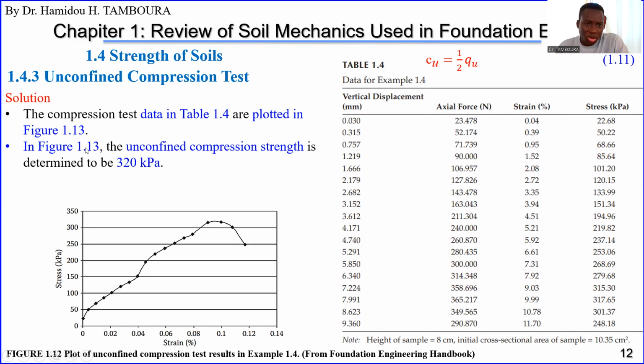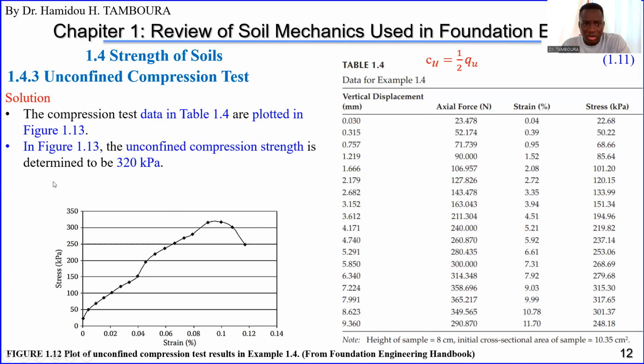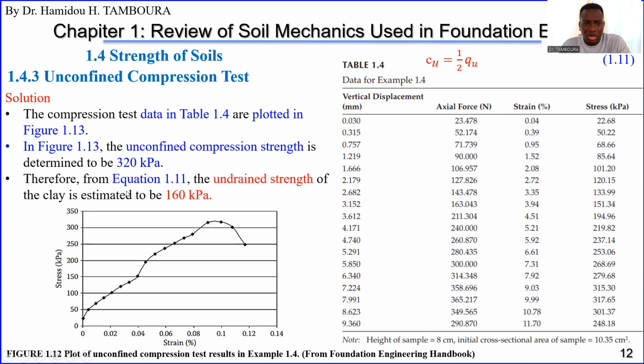So according to the formula, we can obtain our Cu by just dividing this compression strength, 320, by 2. In that case, we can get our undrained strength, Cu, as 160, which is just half of 320. That is very simple.